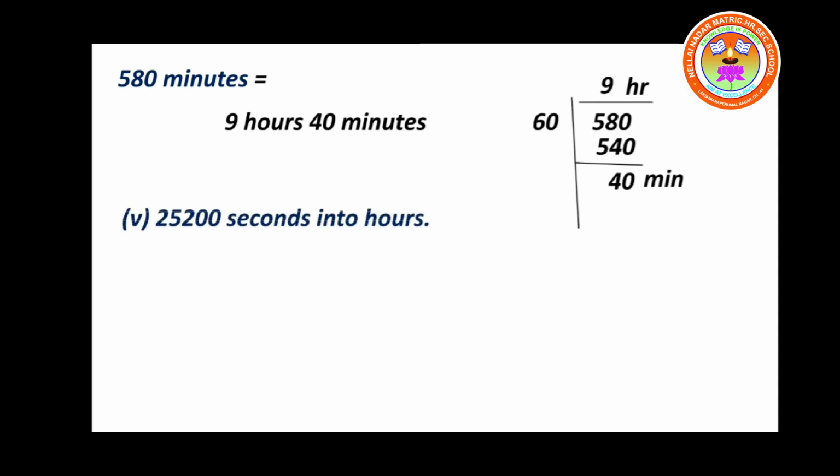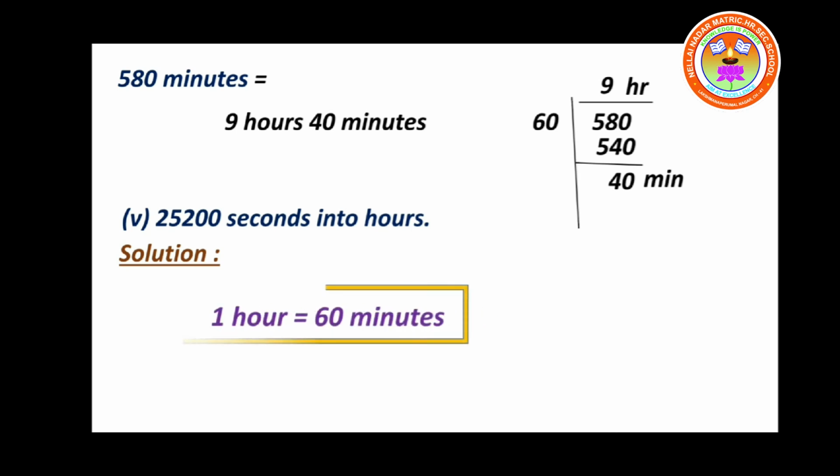Okay. Now let us move on to subdivision 5. 25,200 seconds into hours. Now I am going to convert into hours. Solution: you all know again 1 hour is equal to 60 minutes. So I am going to multiply 60 into 60, because with seconds you have to multiply, since 1 minute equals 60 seconds. So 60 into 60 is equal to 3,600 seconds.